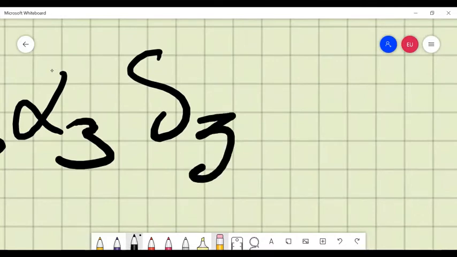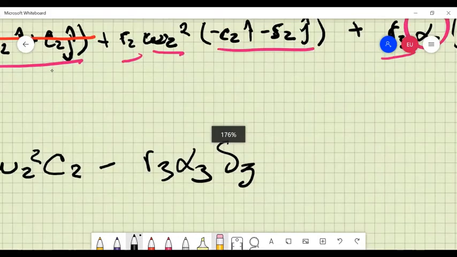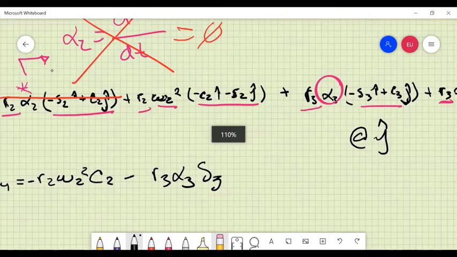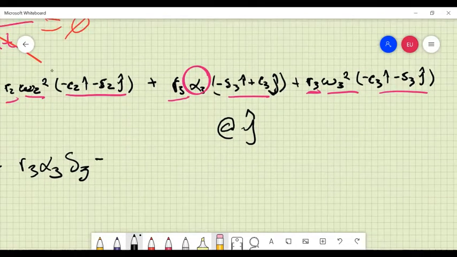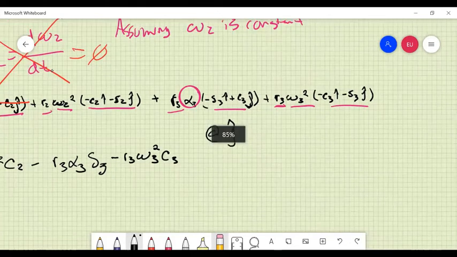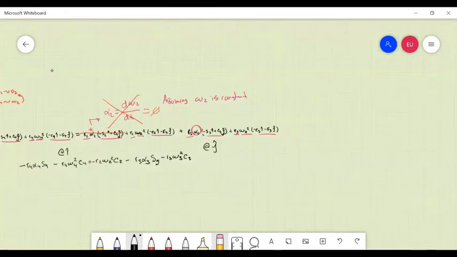Look at that fashion, number 3. Okay. That's it for, no, I'm missing the one with omega. So minus R3 omega 3 squared cosine of theta 3. That's whatever is happening horizontally.